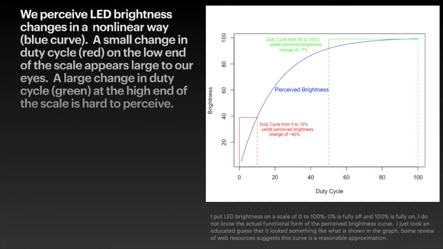And you can see here with the red, I've made a small change of 0 to 10%, and that's almost a 40% change in brightness. And then a large change at the upper end from 50 to 100 gives a 7% change in perceived brightness. So that's something important and something we'll have to deal with as we make this program work.